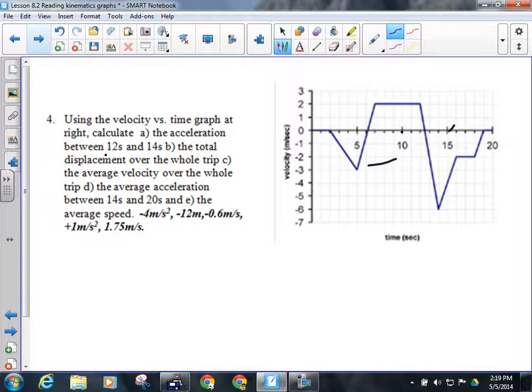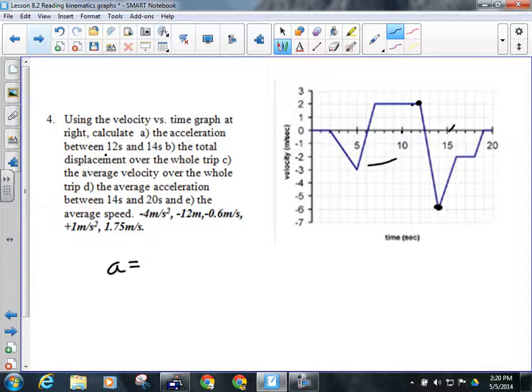At time 12 seconds, we are right here. And at 14 seconds, we are right here. Can I find the slope of that line? I should be able to, right? I've got 2 points that are on that line. I should be able to find the slope.